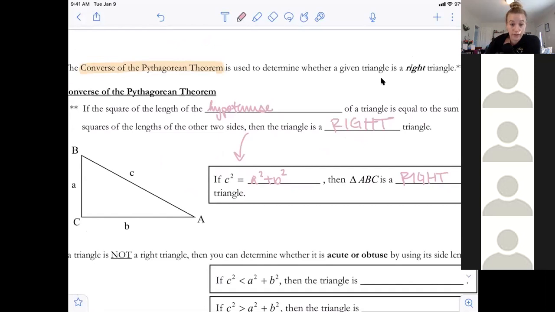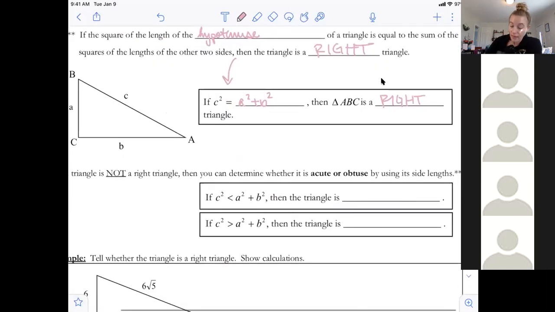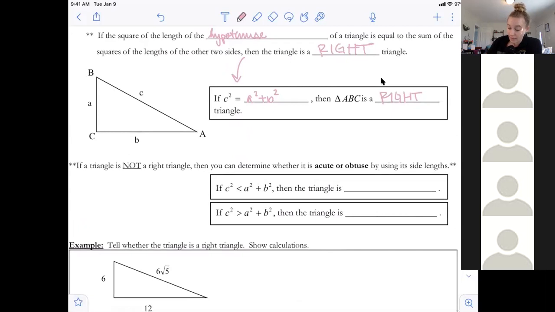Now, we could solve a squared plus b squared, and it could not equal c squared. It might be bigger than or smaller than or just not equal to c squared. That means it's not a right triangle, and then it has to be one of the other types of triangles. So we've got right triangles where you've got a right angle in the corner. You've got acute triangles where all the angles are smaller than 90. And then we've got an obtuse triangle where one angle is bigger than 90. So those are the three types of triangles we have, right? Right, acute, or obtuse. We knew that, just reviewing.